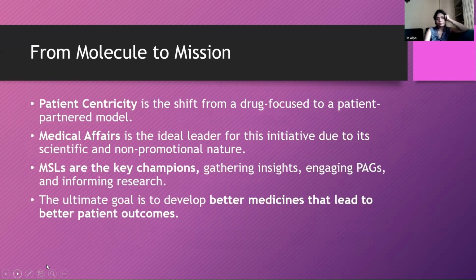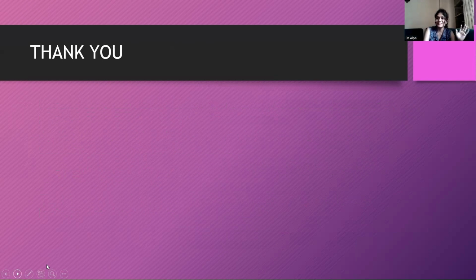So earlier the focus was on the molecule. Now it is a mission. Patient centricity is the shift from a drug focused to a patient partnered model. Medical affairs, as we saw, is the ideal leader. MSLs are the key champions, and the ultimate goal is to develop better medicines.